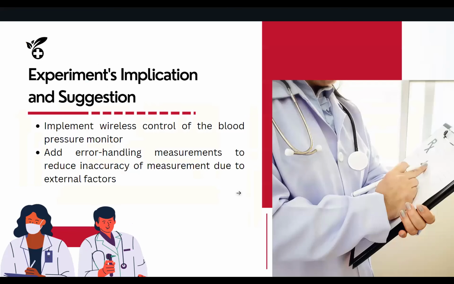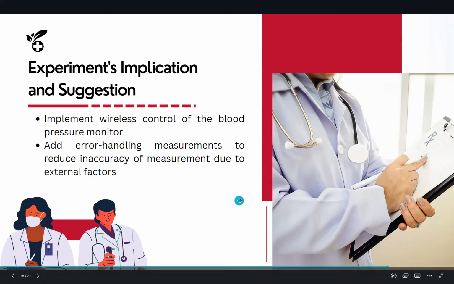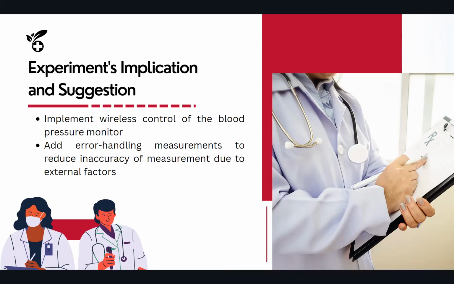After this experiment, we have several suggestions for people who want to pursue more or continue the system to improve its overall function. One of them is to implement wireless control of the blood pressure monitor. Second is to add error handling to reduce inaccuracy of measurement due to external factors such as unnecessary movement by the person being tested. And the third one, we suggest being able to compute heartbeat and detect systole and diastole automatically.